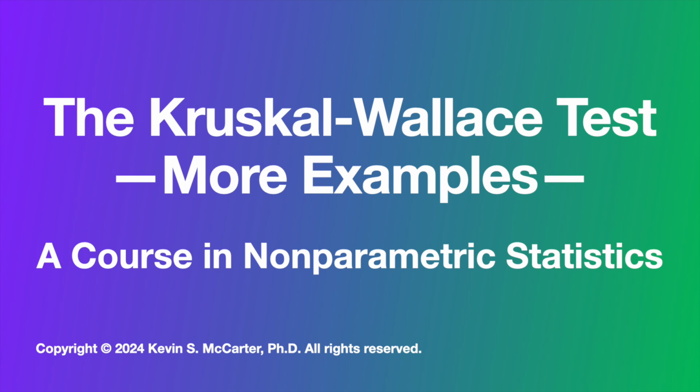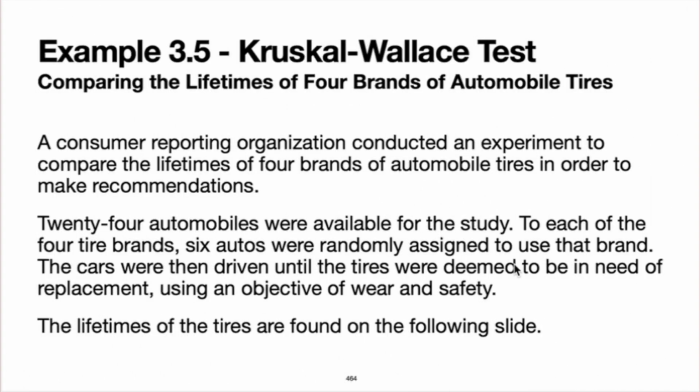Alright, now in this lecture video we're going to look at a few more examples of the Kruskal-Wallis test. In this example, example 3.5, we're going to compare the lifetimes of 4 brands of automobile tires. A consumer reporting organization conducted an experiment to compare the lifetimes of 4 brands of automobile tires in order to make recommendations. 24 automobiles were available for the study.